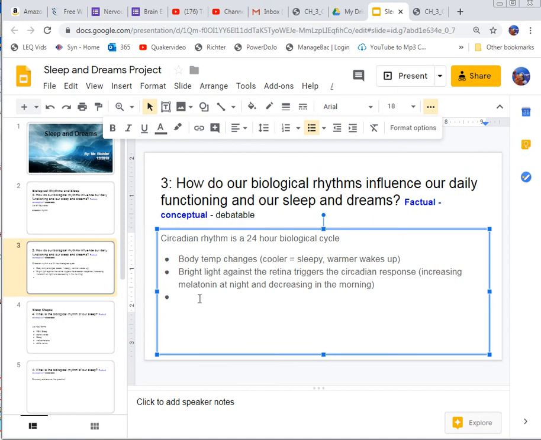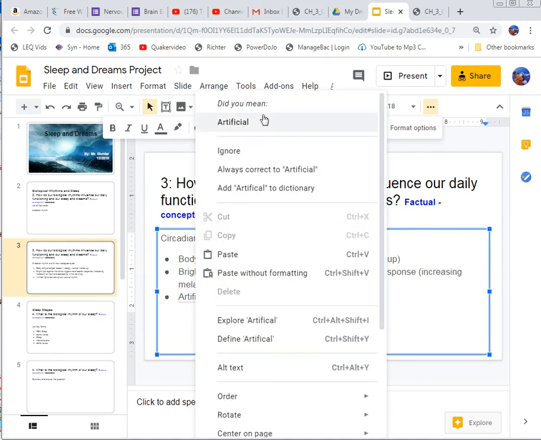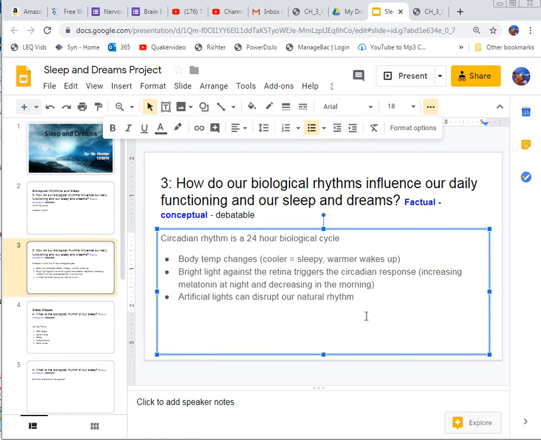And then I guess the last thing is artificial light. Artificial light can disrupt our natural rhythm. So that's something to keep in mind. So I guess that I would say is good enough. That's a good one. That one's pretty short.